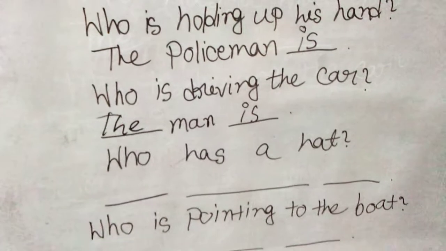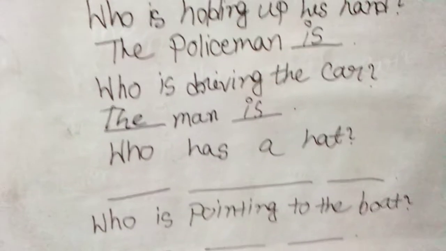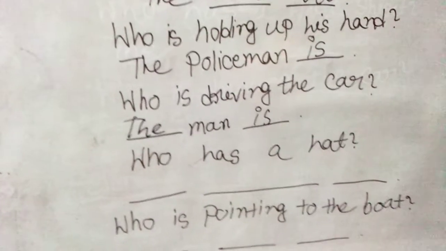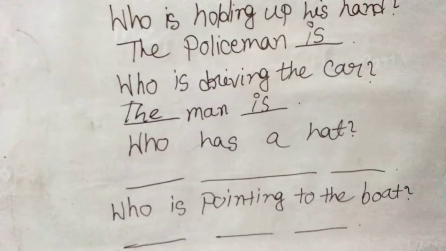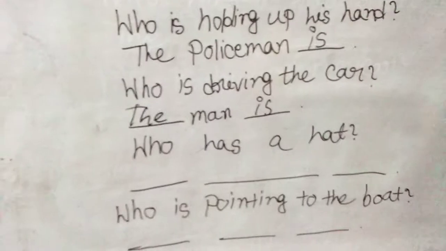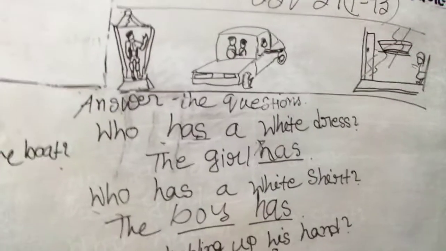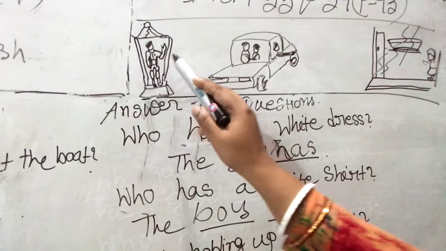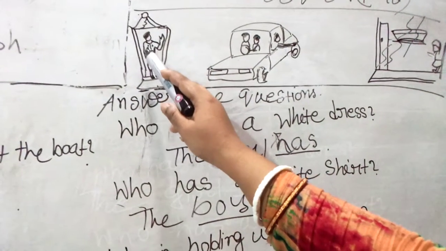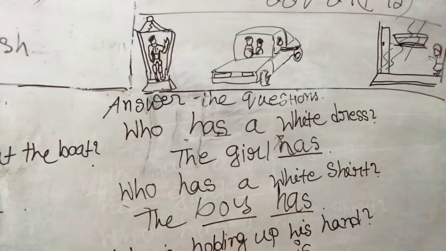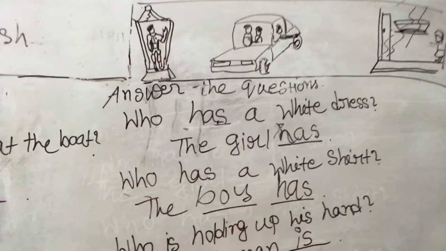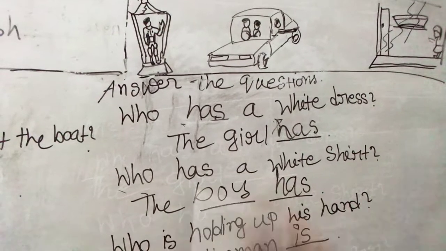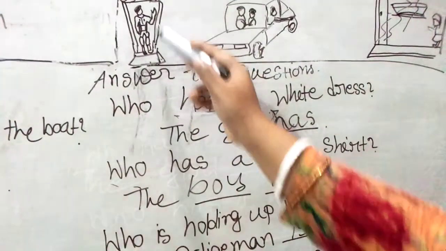Now, the next one is who has a hat? Do you know what a hat is? Hat means something you wear on your head, a kind of cap. Don't you wear a cap? Yes. So, who has a hat? To answer this, we need to look at the picture again. Can you see a hat on anyone? Yes. In picture number 1, the policeman is wearing a hat.